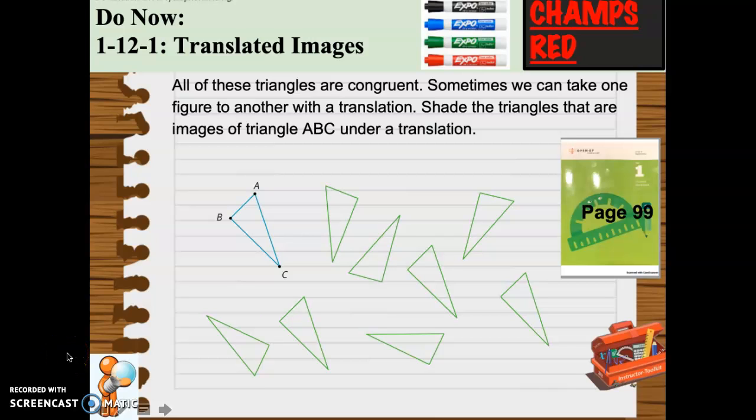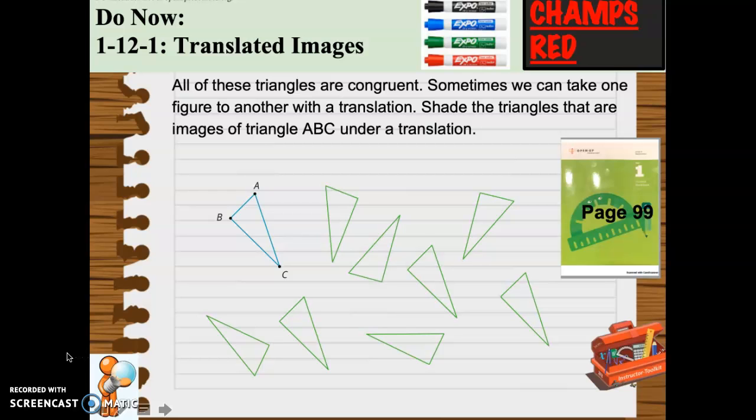Hey class. So real quick, I'm just going to give you an overview of what we learned in lesson 12. Lesson 12 is combining everything we learned about rigid transformations, meaning that the shapes are still congruent, the same size and the same shape.